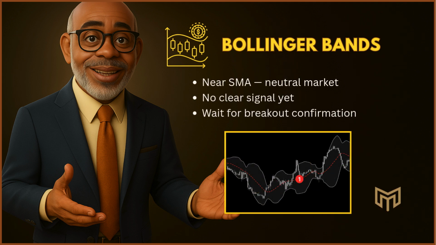When price is near the 20-day SMA, it suggests a neutral market. There's no clear signal in either direction. The bands aren't expanding. Price isn't pushing toward either extreme, and the market is essentially telling you to wait. In this case, disciplined traders hold their position and look for confirmation of a breakout before making a move. The setup isn't there yet, and forcing a trade in a neutral market is how traders get caught on the wrong side.